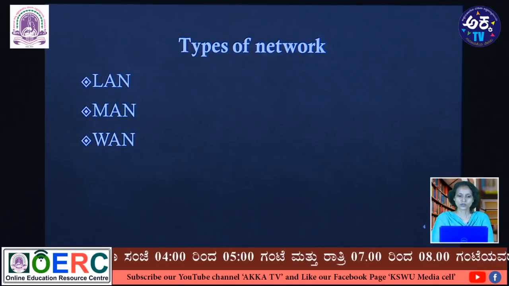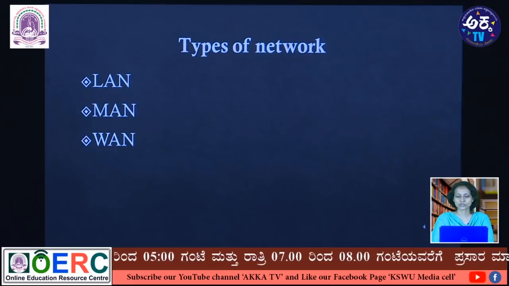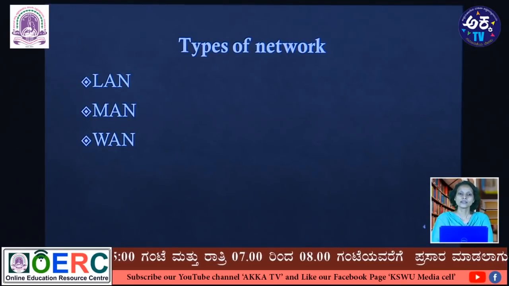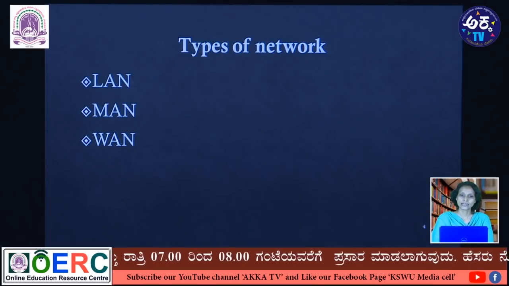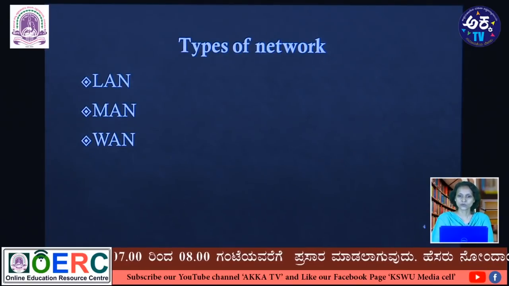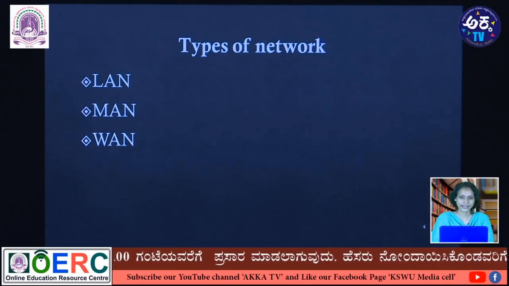So this was about the second type of computer network. The next type of computer network is WAN, which stands for Wide Area Network. The name itself tells us that the network which is spread widely is called a wide area network.